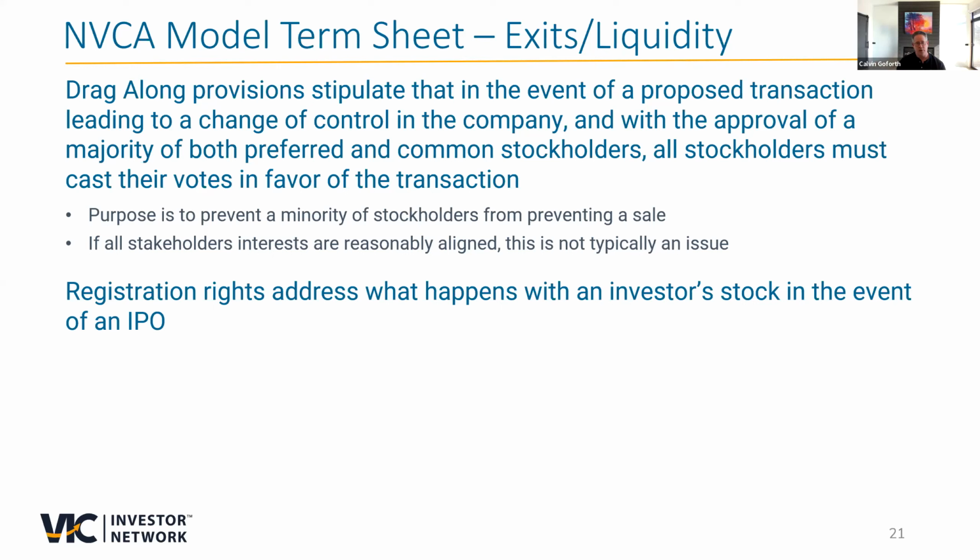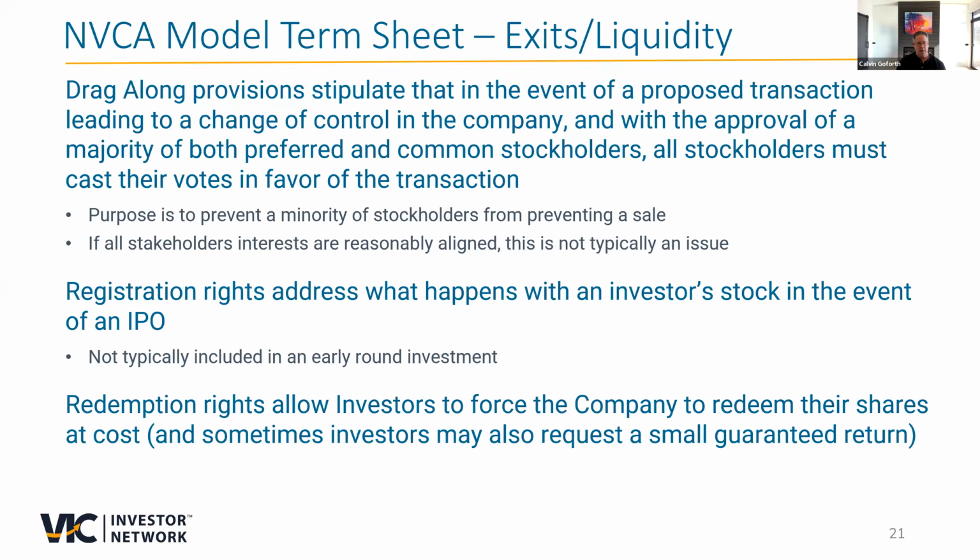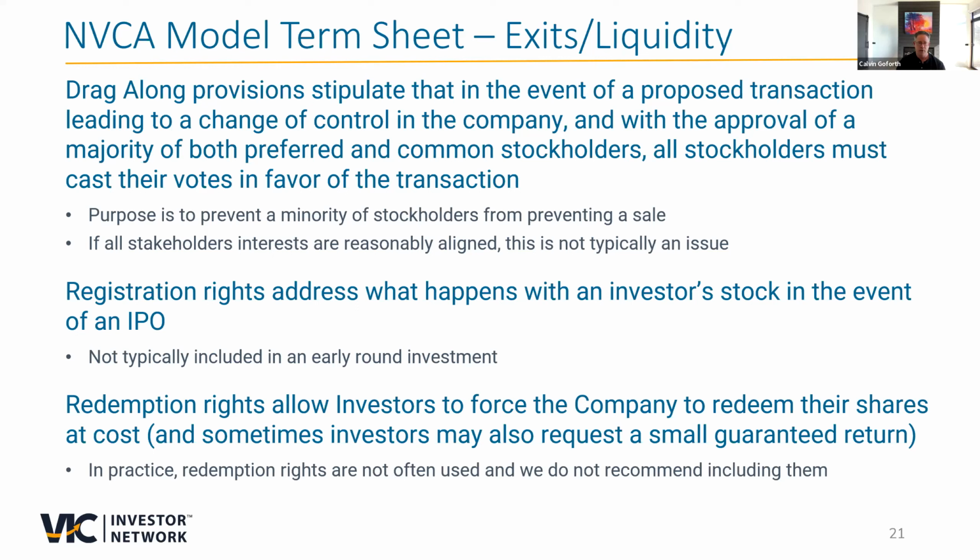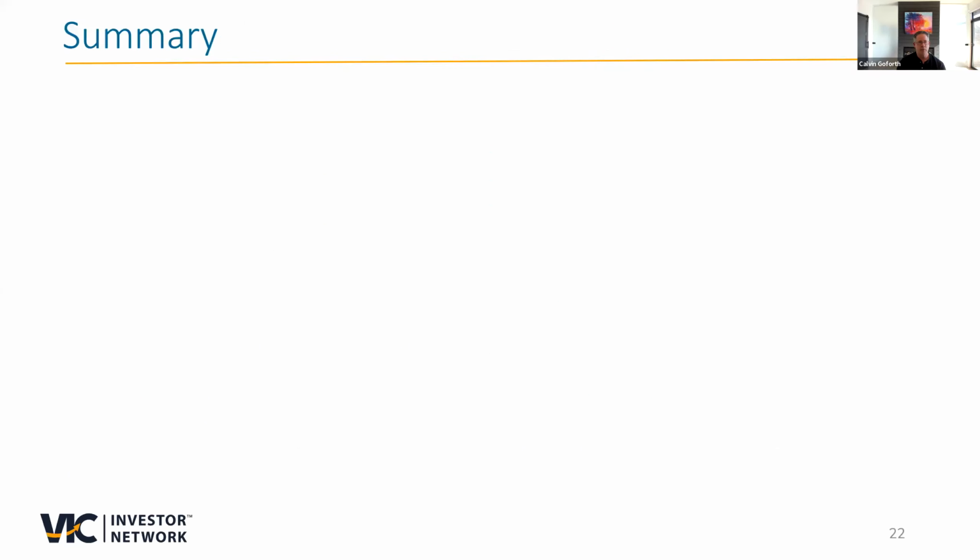Another thing, registration rights address what happens with an investor's stock in the event of an IPO. You don't really need those in early round investments. Those can always be added in the larger later rounds. Redemption rights allow investors to force the company to redeem their shares at cost, or perhaps with a small guaranteed return. But in practice, redemption rights are not often used, and we don't recommend including them.